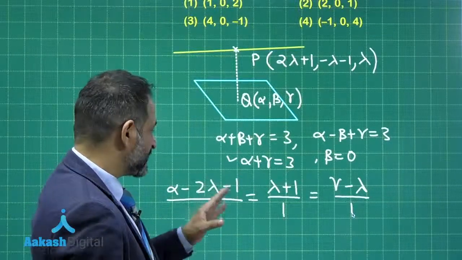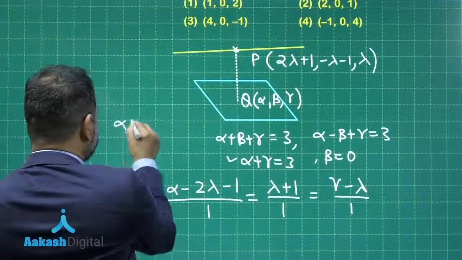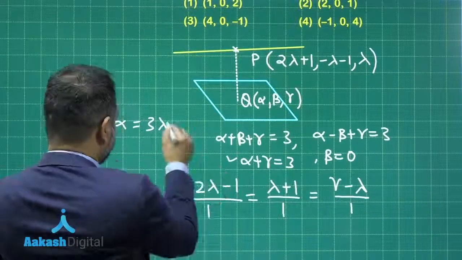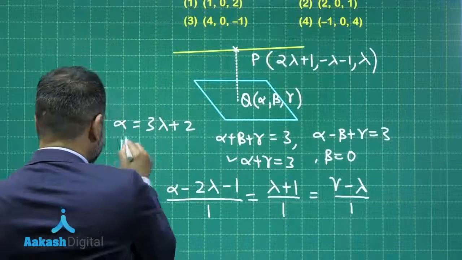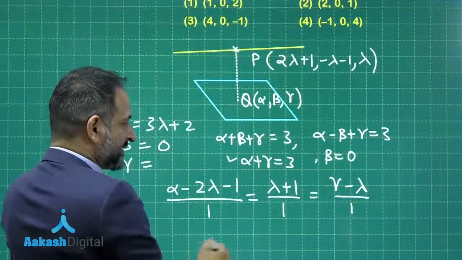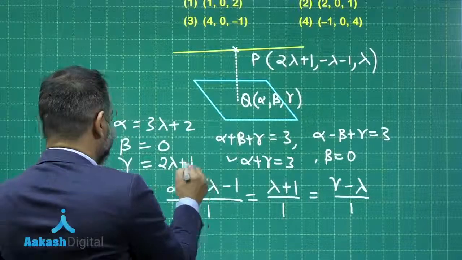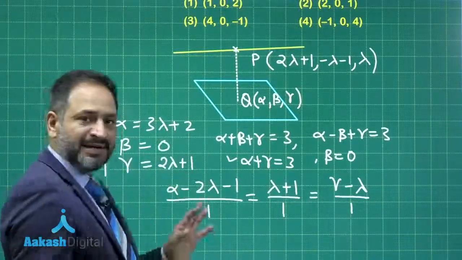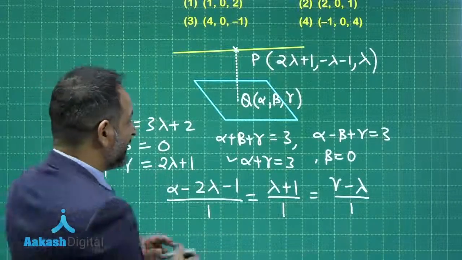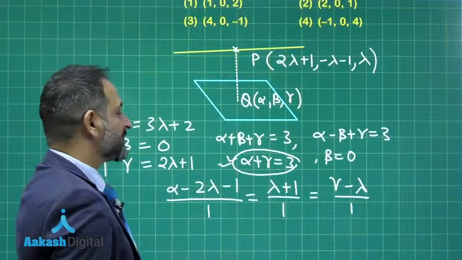So, from here you can calculate the value of alpha in terms of lambda. Alpha you will get from here as 3 lambda plus 2, and beta definitely we have calculated as 0. Now, gamma is equal to, from here, 2 lambda plus 1. Now, how to get lambda? If you get lambda from here, you will be able to calculate alpha, beta and gamma. There is a link which we have calculated, it is alpha plus gamma is equal to 3.